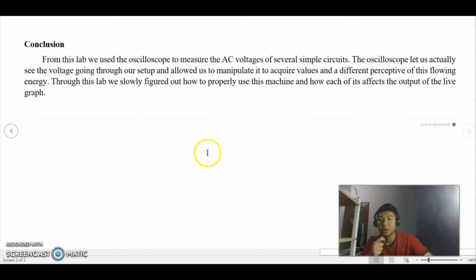And next, for the conclusion part, from this lab, we use the oscilloscope to measure the AC voltage of several simple circuits, and the oscilloscope lets us actually see the voltage going through our setup and allows us to manipulate it to acquire values and a different perspective of this flowing energy. So through this lab, we slowly figure out how to properly use this machine and how each of it affects the output of the live graph.